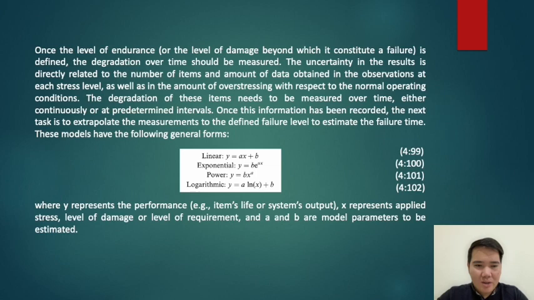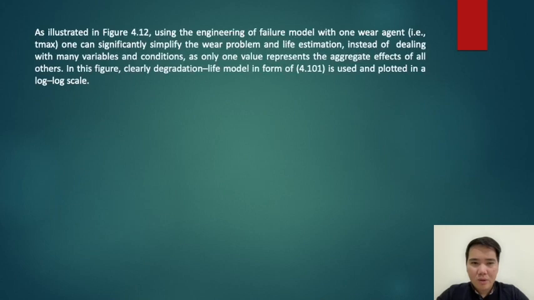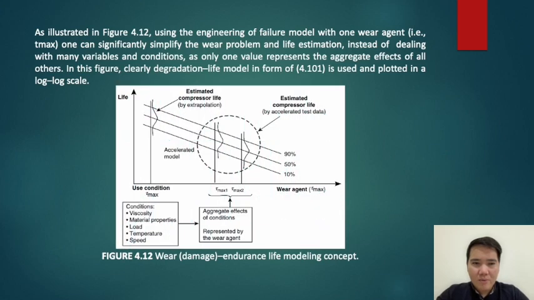where Y represents the performance, X represents applied stress, level of damage, or level of requirement, and A and B are model parameters to be estimated. As illustrated in Figure 4.12, using the engineering of failure model with one wear agent, one can significantly simplify a wear problem and life estimation, instead of dealing with many variables and conditions, as only one value represents the aggregate effects of all others. In this figure, clearly the degradation life model in the form of 4.101 is used and plotted in log-log scale.